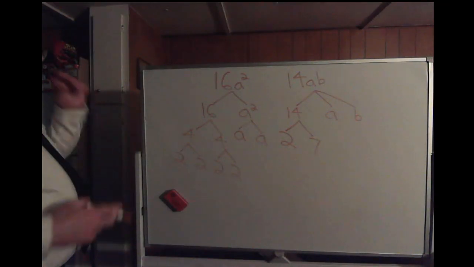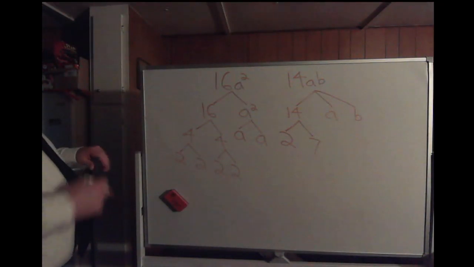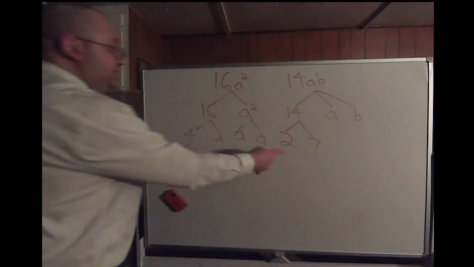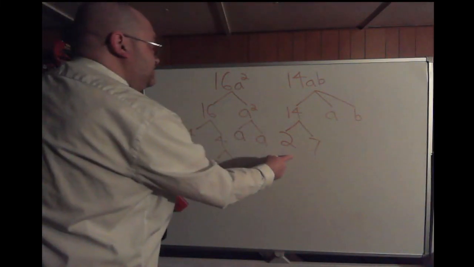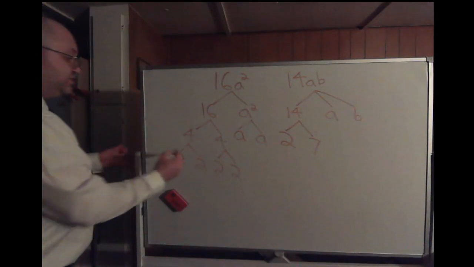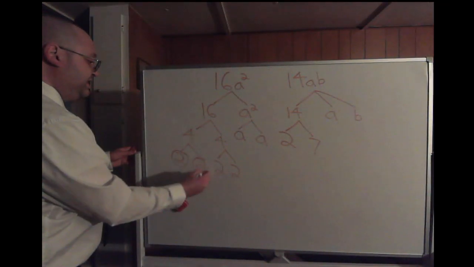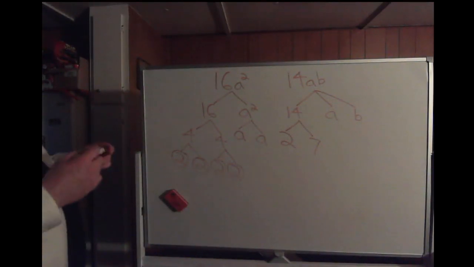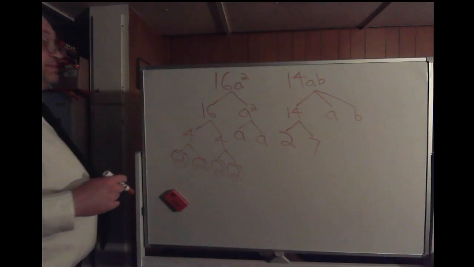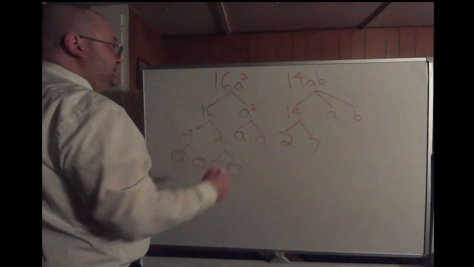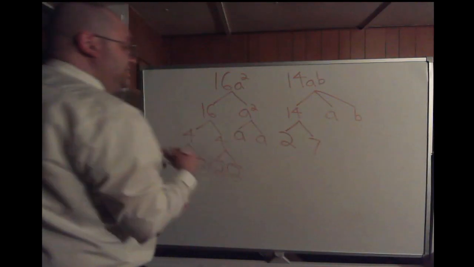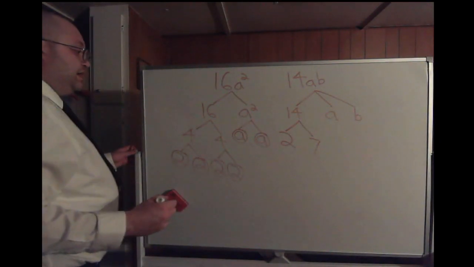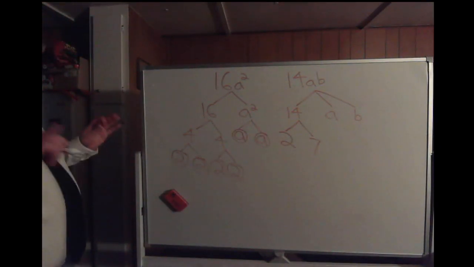So, let's look for what they both have in common. Let's start with the 2's. They both have 2's in common, but 14ab only has 1. 16a squared has 4. So we'll circle the 4 2's. We want that. Okay. What else? They both have a's in common. 16a squared has 2, 14ab has 1, so we'll circle the 2 a's. And that's all they have in common.